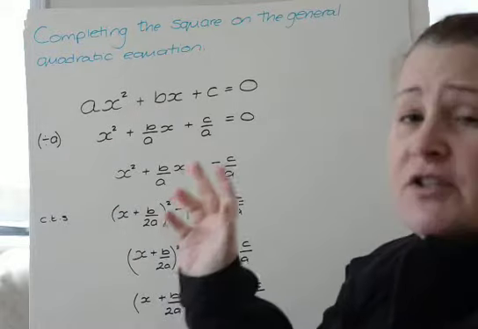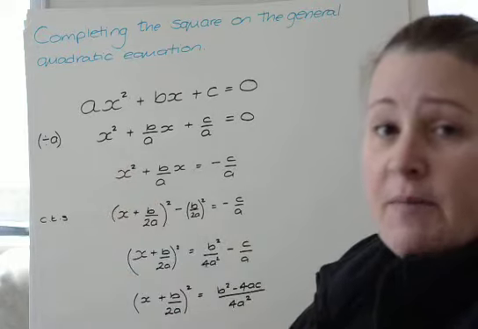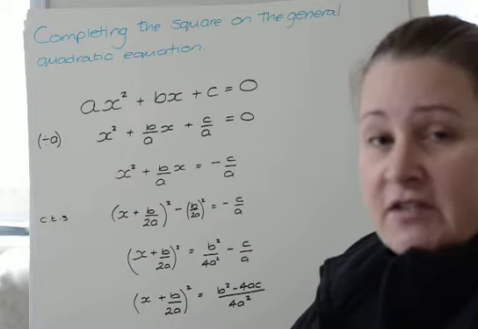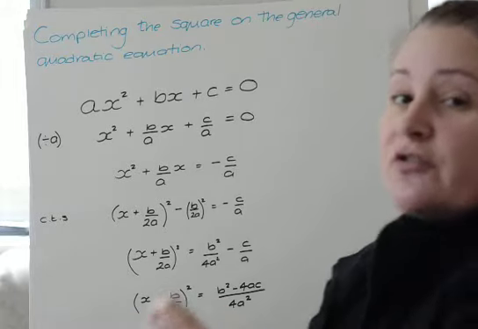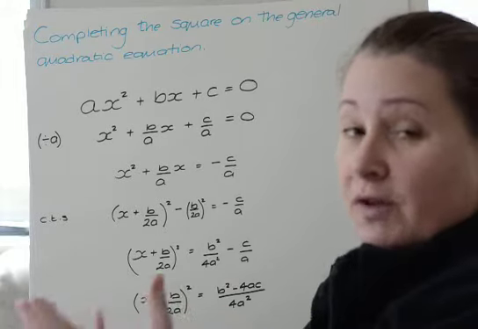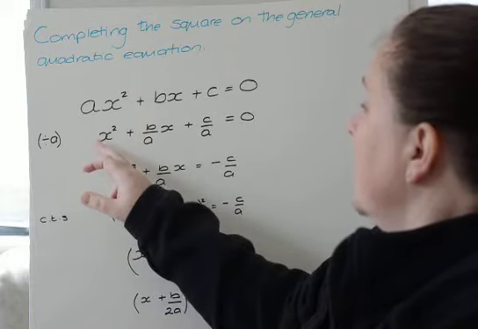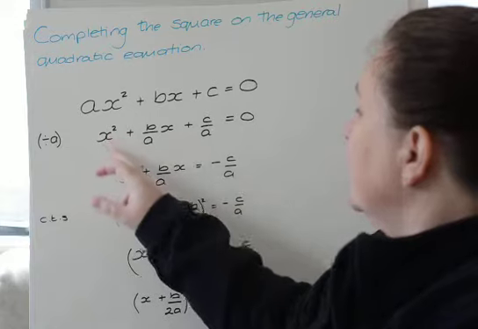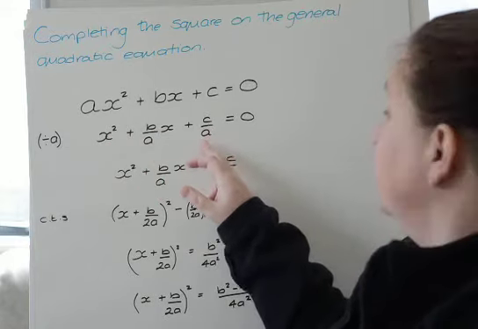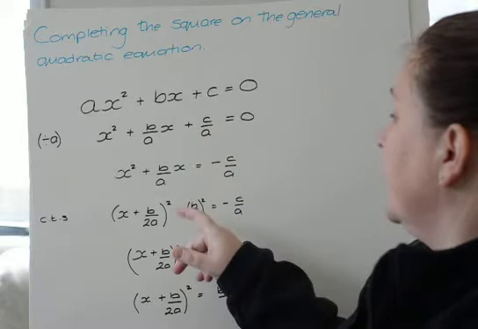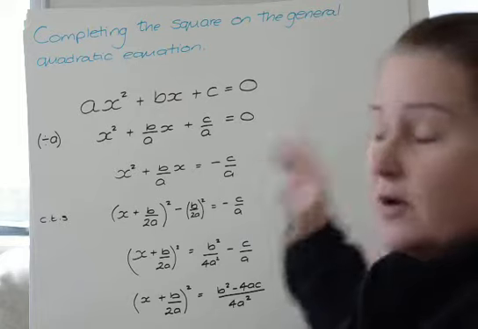Okay, so the first thing I'm going to do is divide by a. So I just get the x squared on its own, and remember that was one of the things that we needed to do when we're completing the square: get rid of the coefficient in front of the x squared. So I divide by a, so I get x squared plus b over a x plus c over a equals 0. Okay, I'm going to shift the c over a to the other side because I don't need to worry about it at the moment.